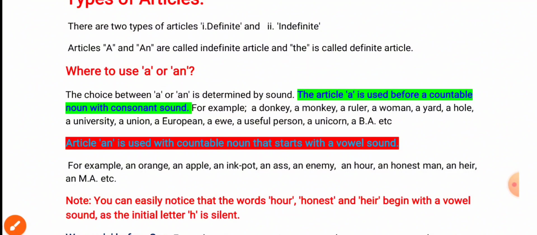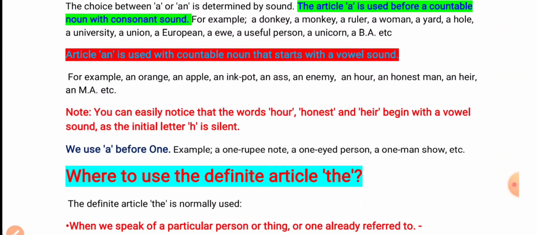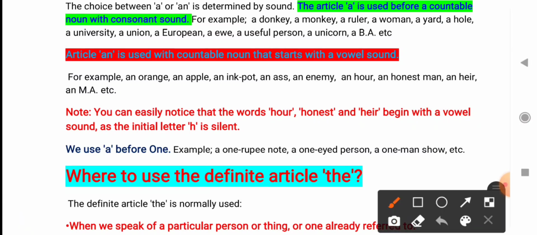For example: an orange, an apple, an inkpot, an ass, an enemy, an hour, an honest man, an heir, an MA, etc. Here you can easily notice that the words hour, honest and heir begin with a vowel sound as the initial letter h is silent. So we use an. It is another condition where we use an.